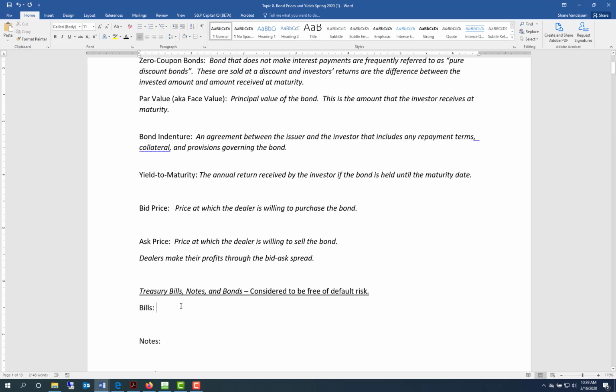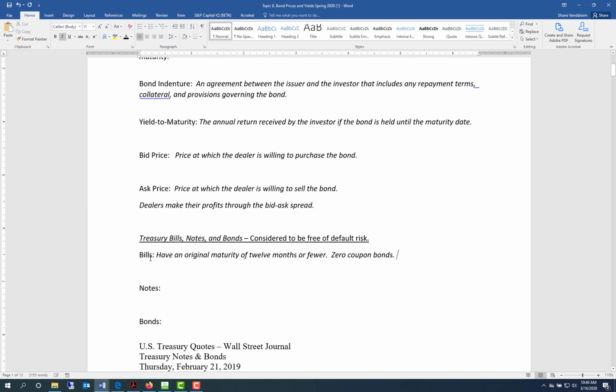So bills are government securities that have an initial maturity of 12 months or fewer. They are pure discount or zero coupon bonds. So they're sold at a discount to their face value, and whenever they mature, you're going to receive the face value of that bond.